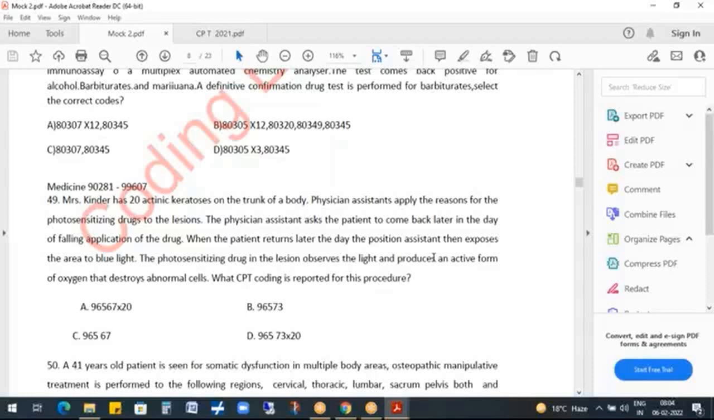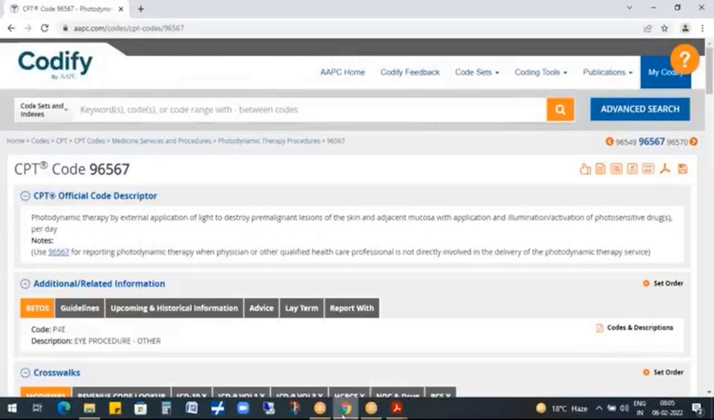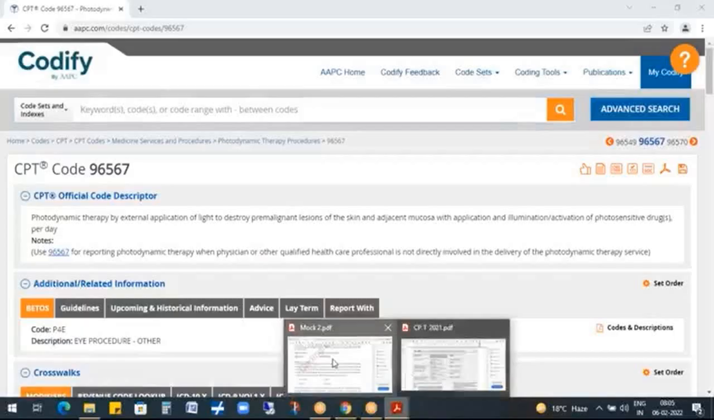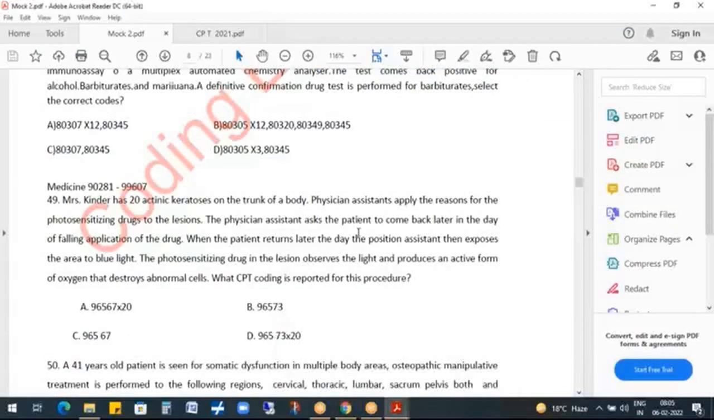Okay. What have you coded previously? 96567, sir. It is not directly involved, so I thought like that and coded 96567. Okay, no issue. Technician. Sir, here also we need not code 20, sir? No, only one time.